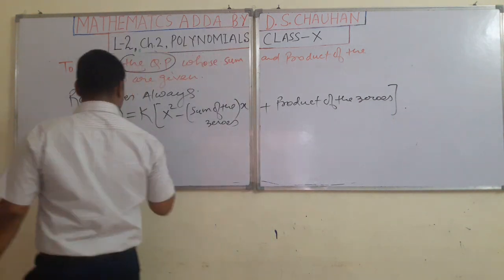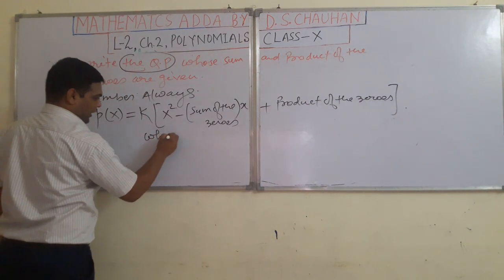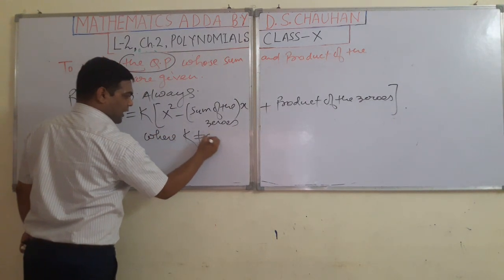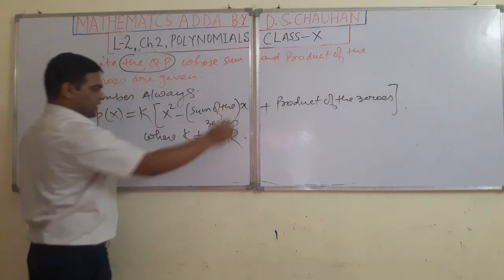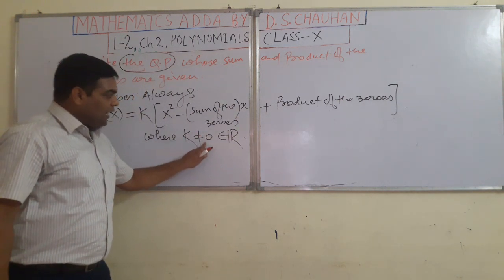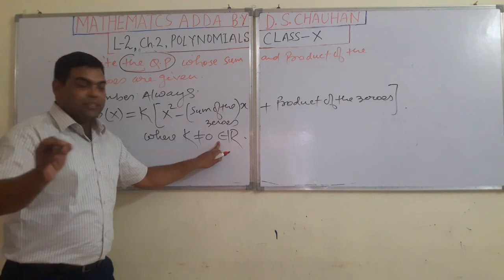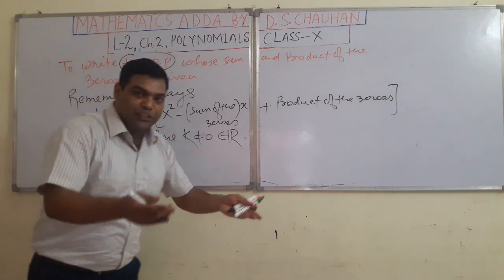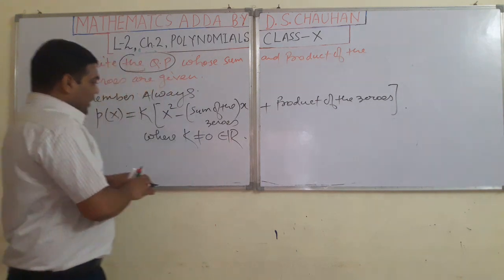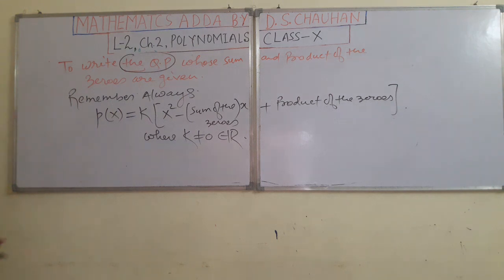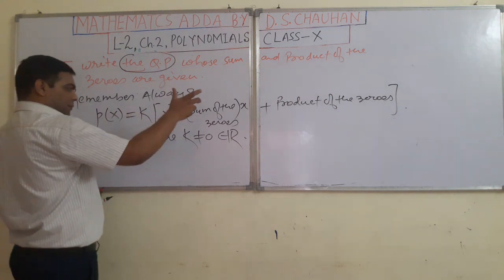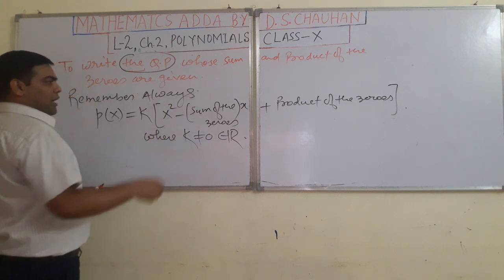This is the formula where, very important, k is a non-zero real number. This symbol stands for belongs to. k is a non-zero real number, meaning k will be other than 0, but whatever it is, it will be a real number. Once you have this formula in mind, easily you can find it.